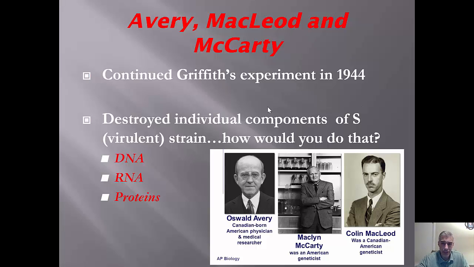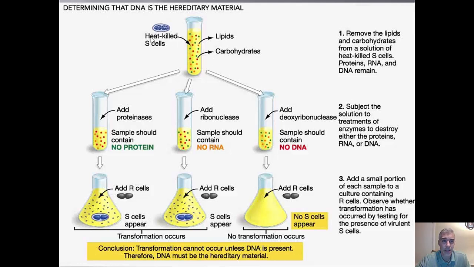So they created three different treatments. So you can say they put the heat-killed S cells in here. They removed the lipids and carbohydrates, and then they added proteinases, or proteases is what we usually call them. So that killed and destroyed all of the proteins. Okay, so there's no proteins there. In this one, they added ribonucleases, which destroyed the RNA. And then in this one, they added deoxyribonucleases, which destroyed the DNA.